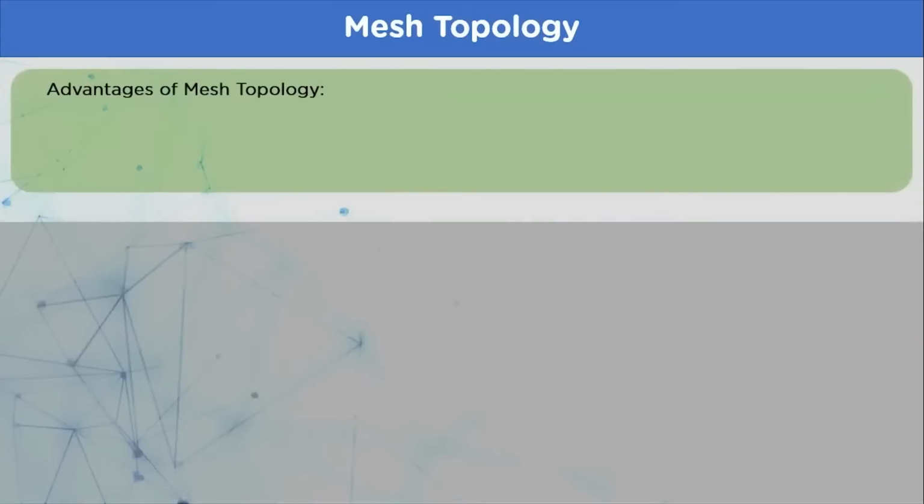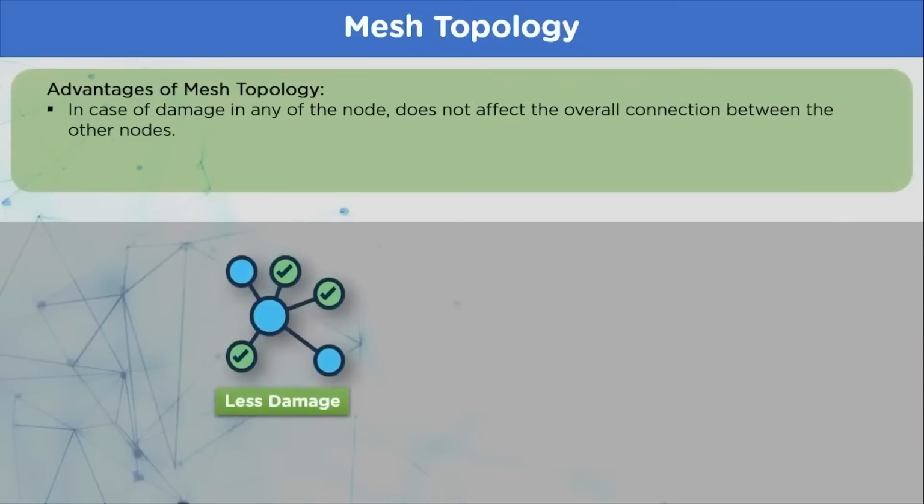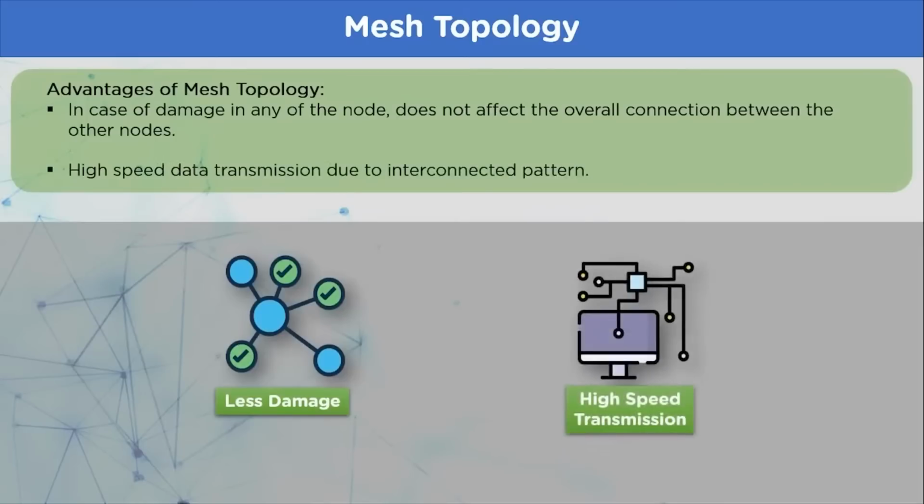Let's talk about the advantages of mesh topology. In case of a node damage, the whole network does not suffer from the fault. Due to the interconnected patterns of the connection, the transmission of data is very high in the network.